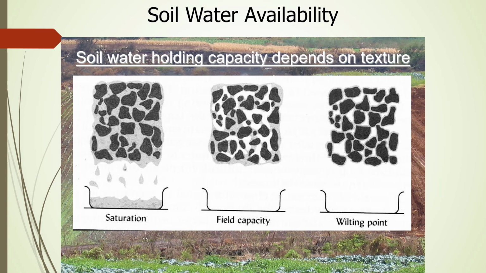So the gravitational water would be on the left here. The soil's saturated and then it's just running through. Field capacity, the water's being held there. And then wilting point, you can see the very small film of water around the soil particles.